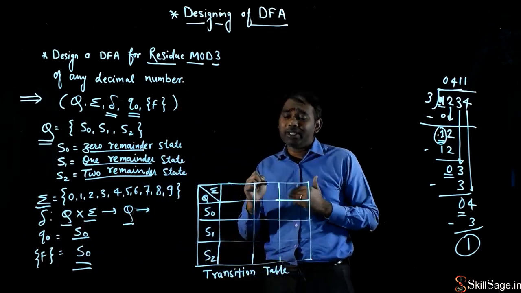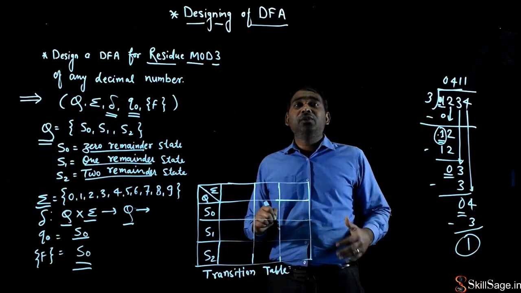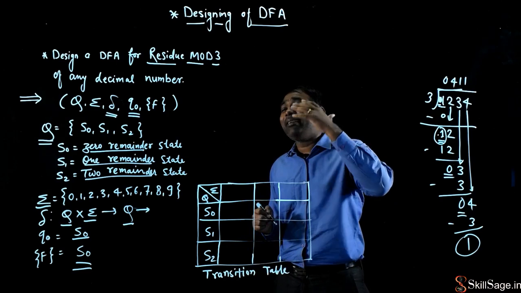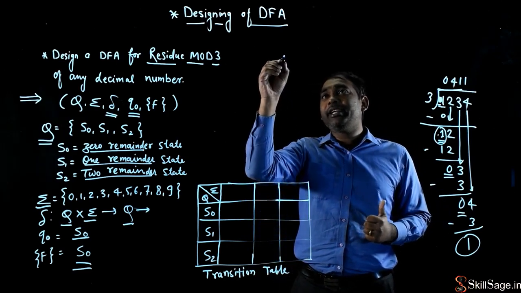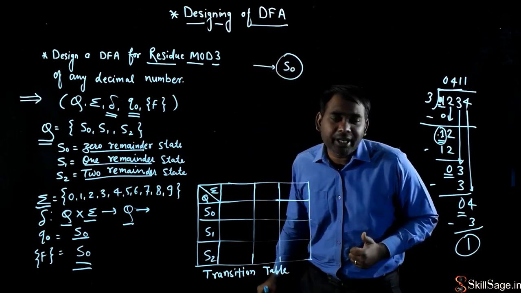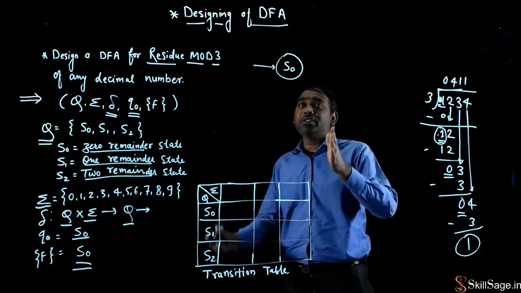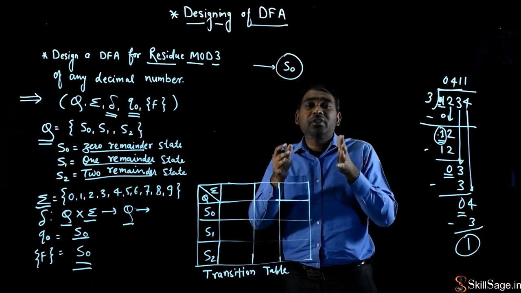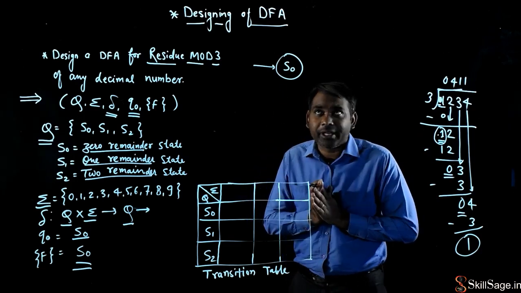So how are we going to design a transition table? To design this transition table, first we will see what my transition diagram will be. I'll start from the initial state, S0. From this state, I am going to design a DFA, because before starting the division, my current state is the 0 remainder state.